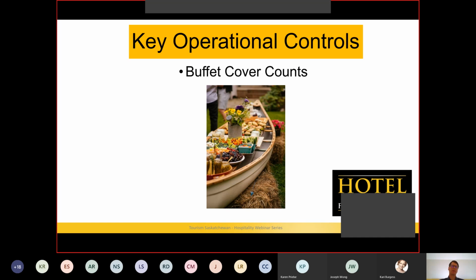Buffet cover counts. This is a real problem inside of our hotels, but if you don't have somebody at the door counting covers and making sure that that cover count at the end of the meal period is compared to what's put through the point of sale system, you're wide open for double billing. And if you don't think it happens inside of your hotel, think again. It's one of the biggest scams.